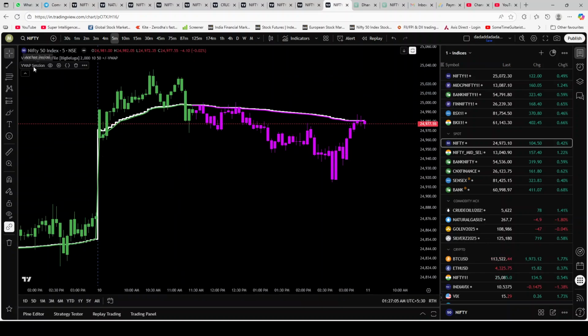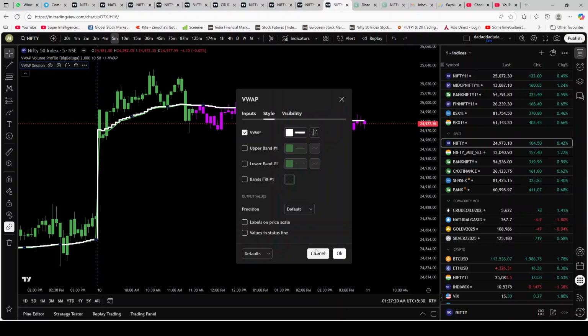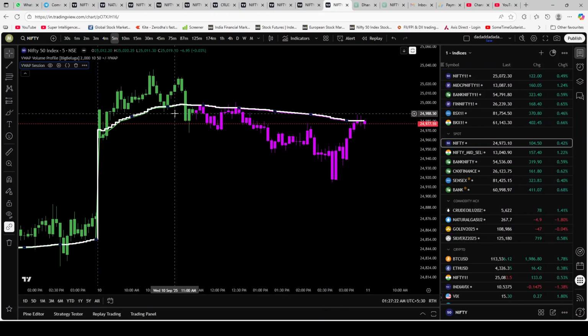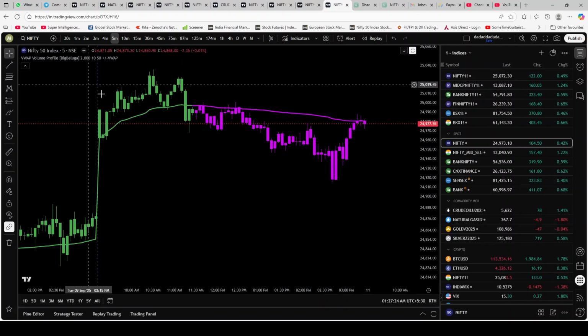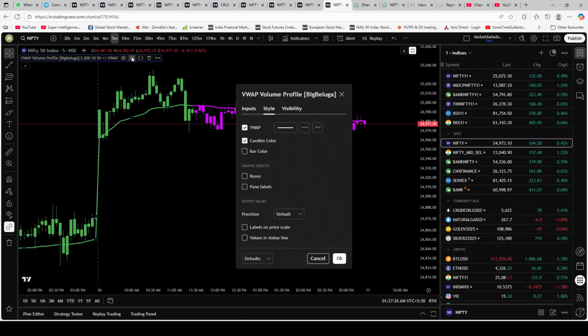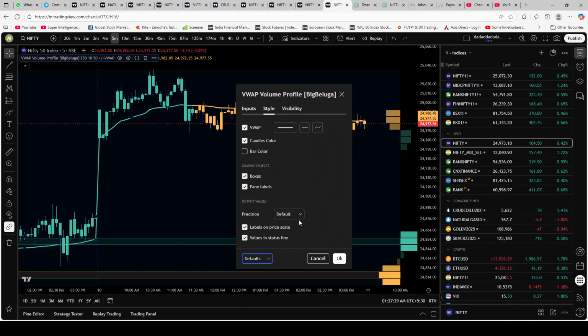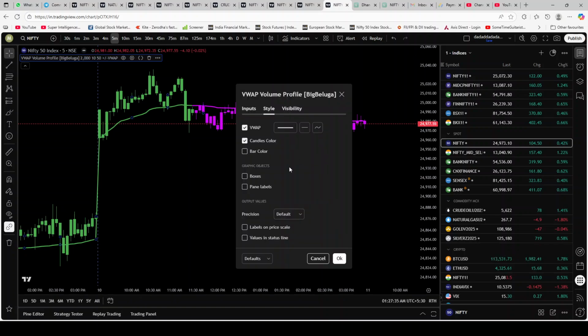The only thing that it is doing is it is cutting the candles. When it's above the VWAP, it's green, and when it's below the VWAP, I have made it purple. It comes by default in some other colors. Now that I've shown you that this VWAP is nothing but an ordinary VWAP, I'll delete this VWAP. So this comes by default in some other colors. It comes like this, in this bluish and yellowish, which I don't like. So I'll show you the changes I have made.